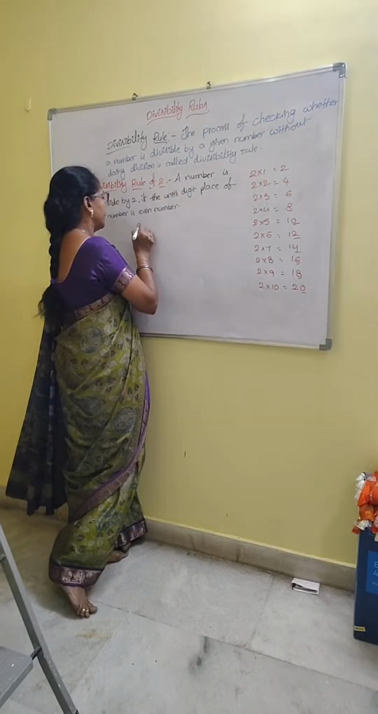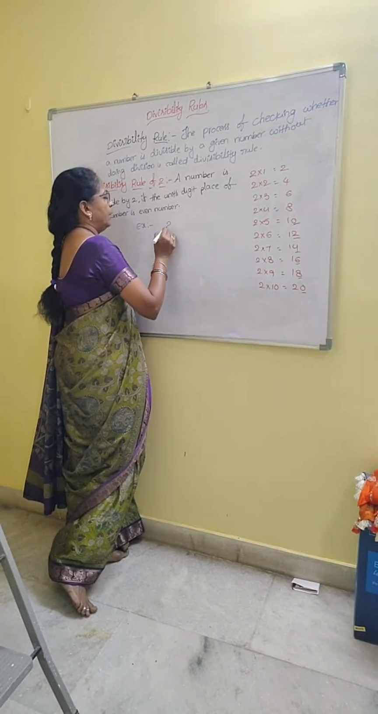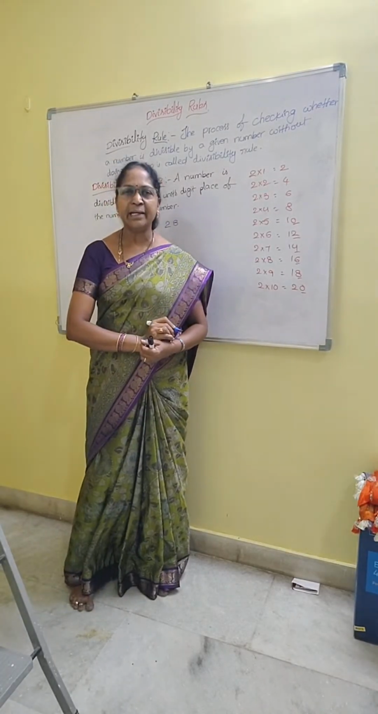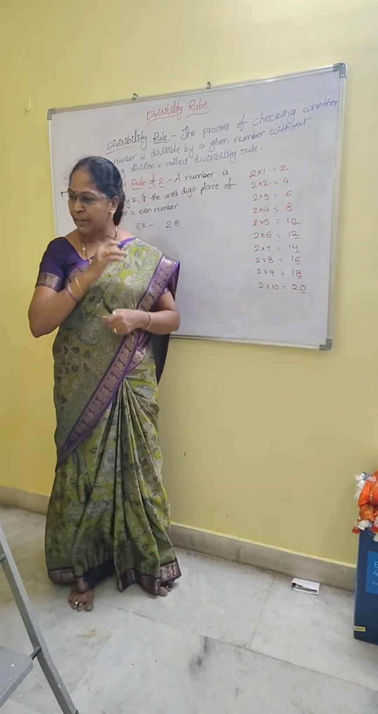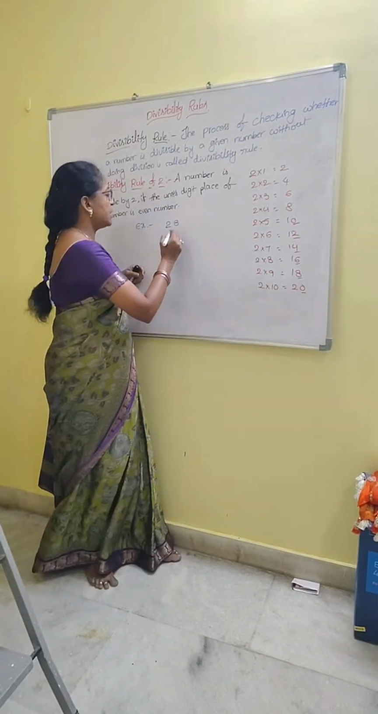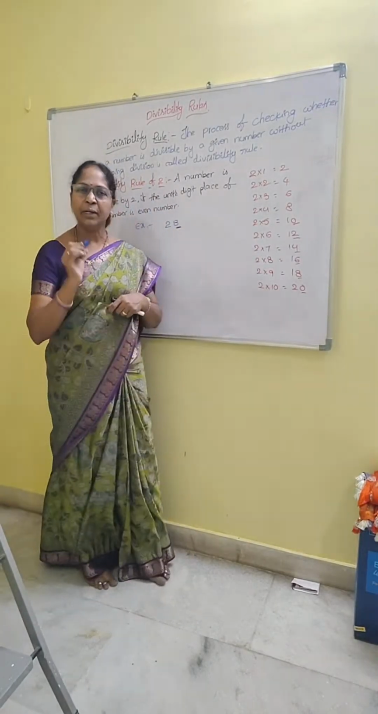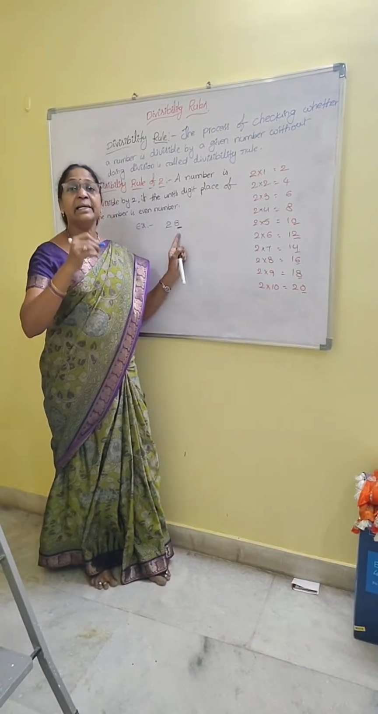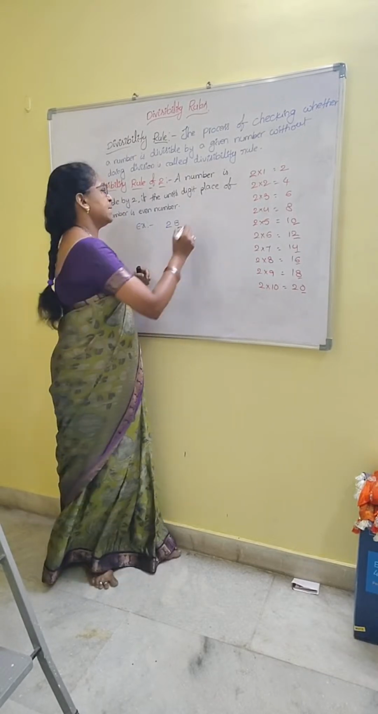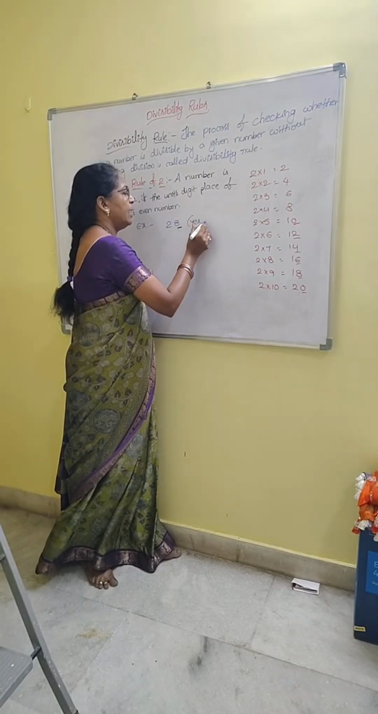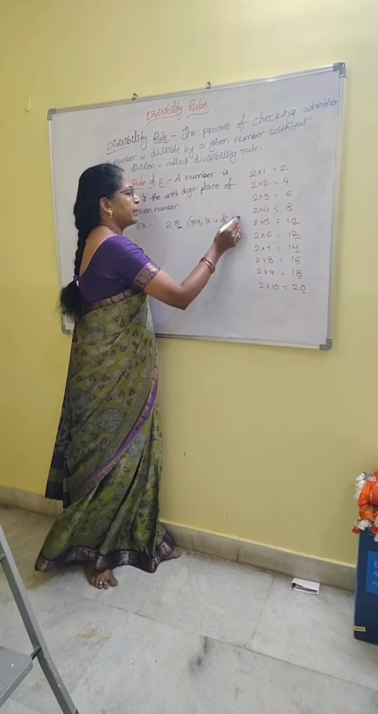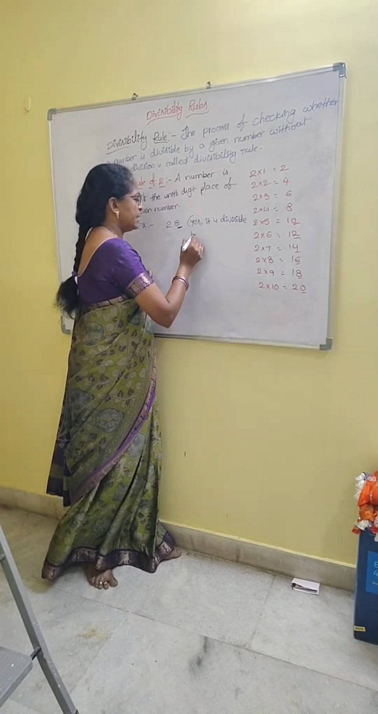For example, 28 is a number. Is 28 divisible by 2? Say yes or no. Is it divisible by 2? Yes. How can you say? Because here the unit digits place in the number is 8. 8 is an even number. So this 28 is divisible by 2, yes, it is divisible.